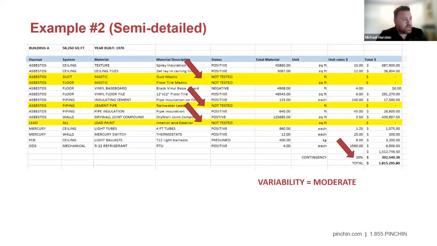So this is our data that we have, for example, from an existing report. As you can see, there's a few lines that are highlighted as not tested, so they have to be presumed, which is where our 20% contingency comes in. So we had lead paint on the exterior that's presumed, cement pipe that we aren't positive that contains, and a couple of mastics that we don't know for sure. That's where it leads to the 20% variability. And it is your cost knowing that with those unknowns, it can increase your cost because of the contingency added.